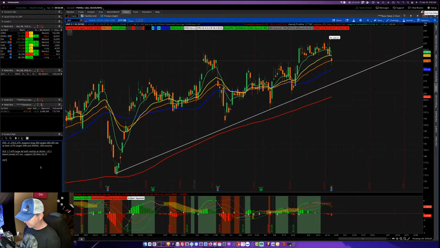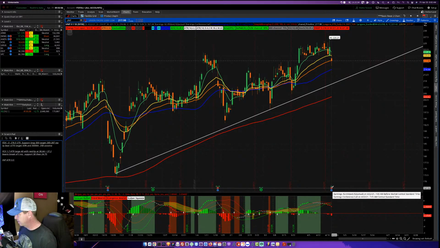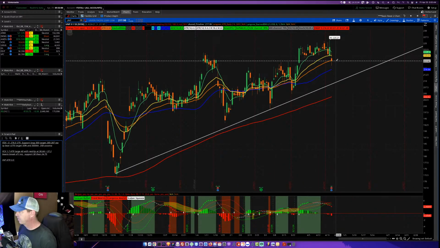So UNP, ATR 3.5, stacked positive EMAs. It looks as though the sell-off yesterday reverted us to the mean, which is the 34 EMA. I feel this is a good buying opportunity. And we had earnings yesterday. So if we maintain that support at the 34 EMA, I would look to take UNP higher.